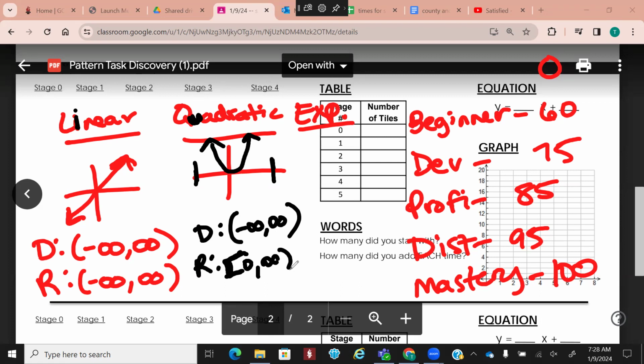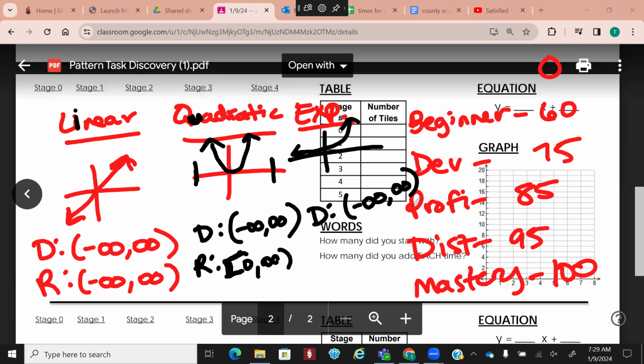Okay, the last one, we've got exponential. This one looks like a swoop. I don't really have a trick for memorizing what this shape is. It just goes exponentially fast. So domain is going to be negative infinity to positive infinity. Notice how all three have the same domain. Don't get the domain wrong.